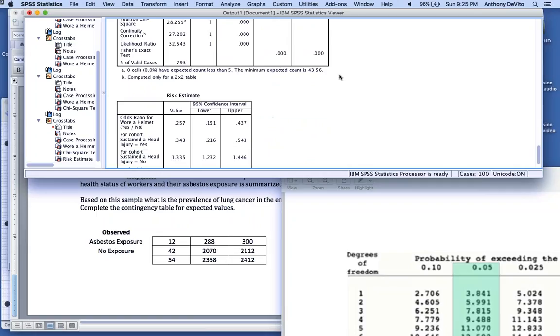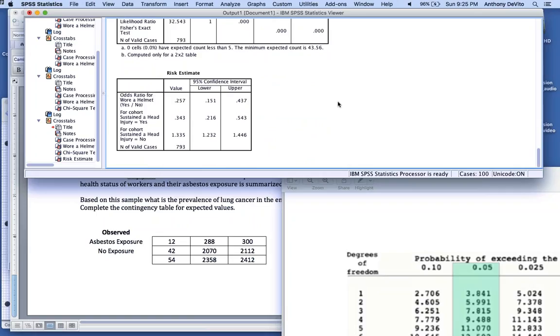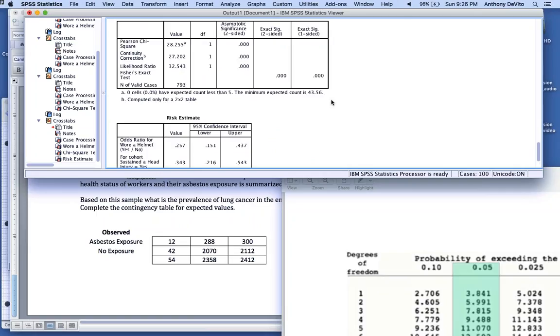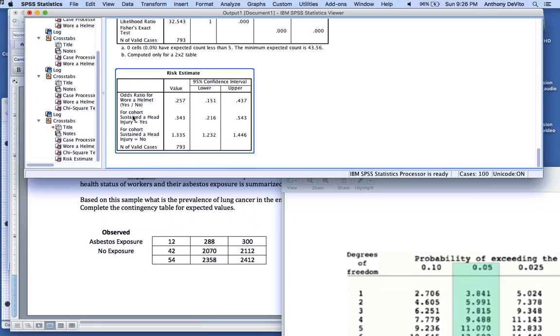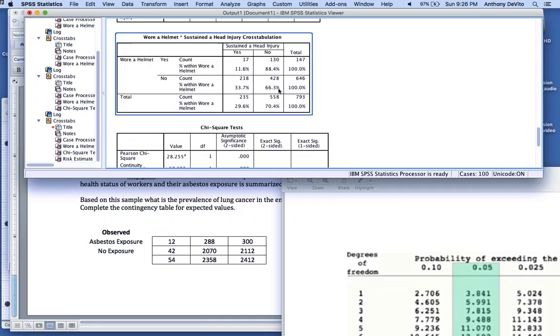Oh, now hang on a second. Before I get to that, the relative risk was about 1/3, I said. And in fact, for cohorts that sustained a head injury, the relative risk is 0.343. That's where relative risk is hidden here. But right now, for cohort yes, that's our relative risk. You can see that that's our 11.6 over 33.